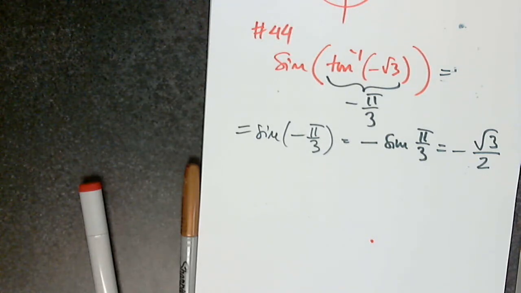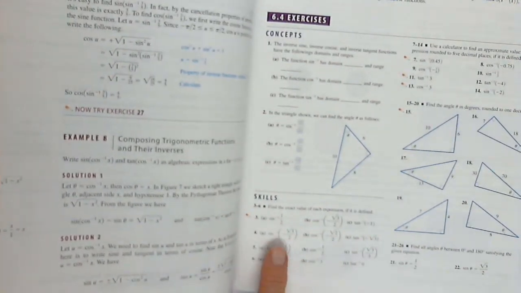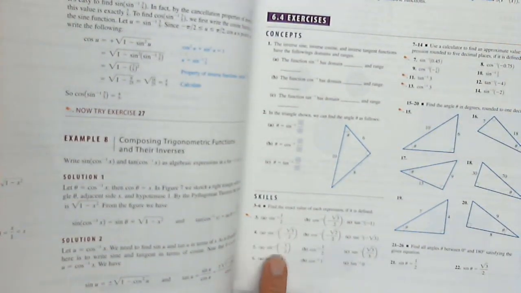6.4. It's all about trig functions, inverse trig functions again. Problems 1 through 31. Find the exact value of each expression. This is what we just did. So let me just show you the overlap between those two sections. So find the exact value of each expression. This is exactly what we did a minute ago.